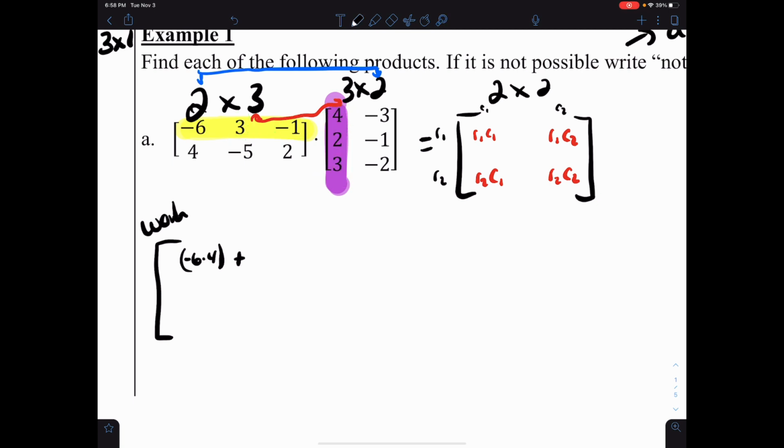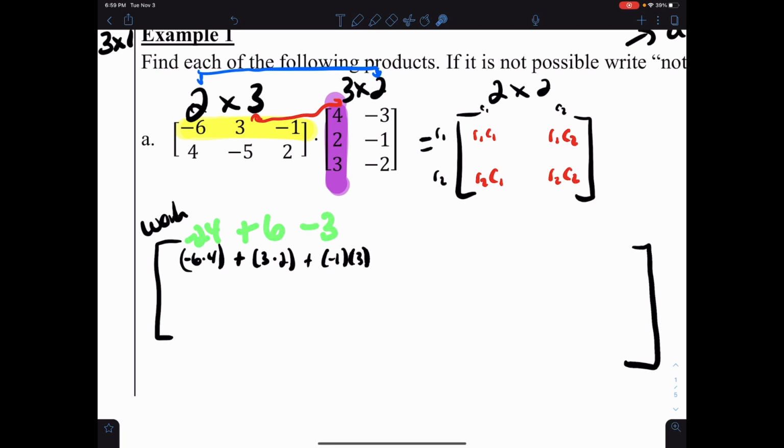So we're going to just write our products. Then the second element times the second element. Then we're going to take this third element by that third element. And then just to save some time, I already have the answers prepared. I'm not going to keep taking out my calculator, but note that you can do a lot of this in your head without a calculator, like -24 plus 6 minus 3. When we figure out that sum of the products, we get -21. So that's what I'm going to put in my answer matrix.